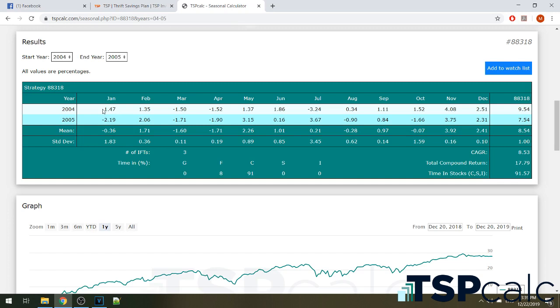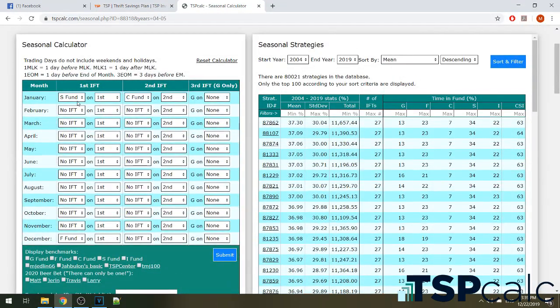Okay, so 1.47% growth in January 2004 if you had executed this strategy exactly as specified. You would have started January in the F fund because you end December in F fund. So F fund, and then you trade to S fund on the first trading day, and then you trade to C on the second trading day. And I'm stipulating trading days, which basically means business days.